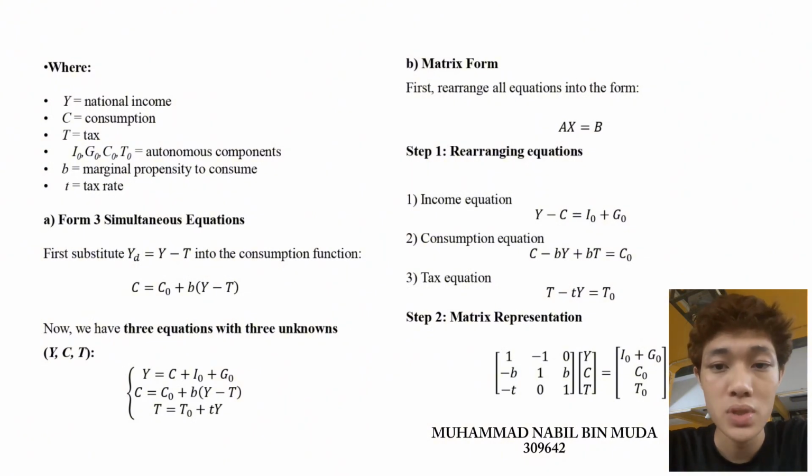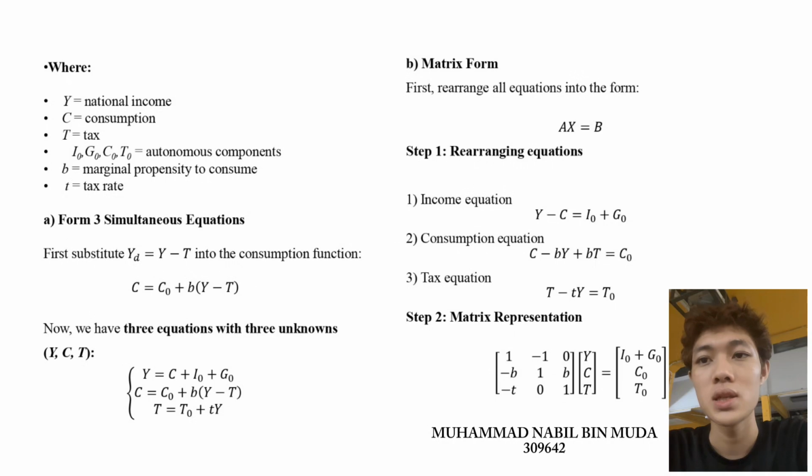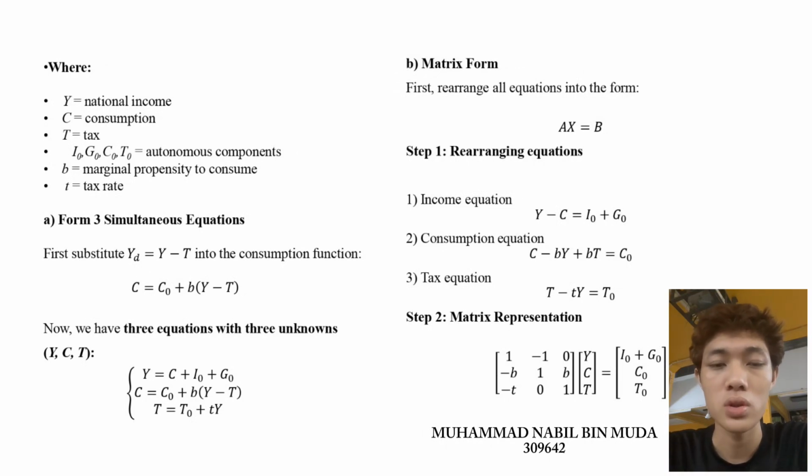Next, from the consumption equation, C equals C0 plus B bracket Y minus T bracket, we rearrange it as C minus BY plus BT equals C0. Then, from the tax equation, T equals T0 plus tY, we rearrange it as T minus tY equals T0.